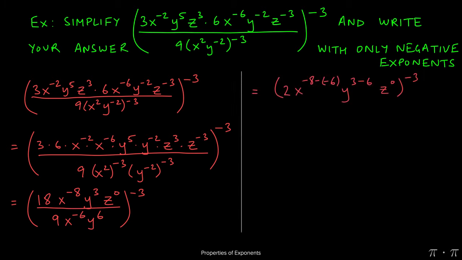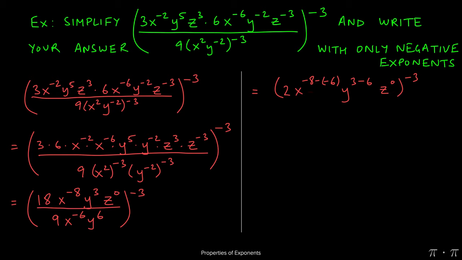At this stage, we can use the quotient rule because no other simplification can be done. 18 divided by 9 is simply 2. Since the bases are the same here and we're dividing, top power minus bottom power is going to give us x raised to the negative 8 minus negative 6. Again, please make sure you use parentheses around negatives to make sure you don't make any mistakes. For the y's, it would be top power minus bottom power, y to the 3 minus 6. There are no z's in the denominator, so z to the 0 just comes along.